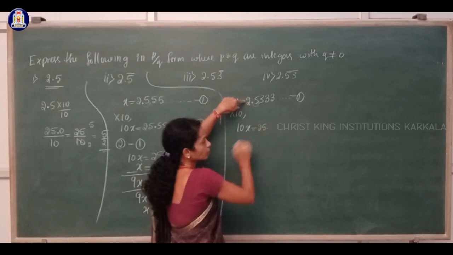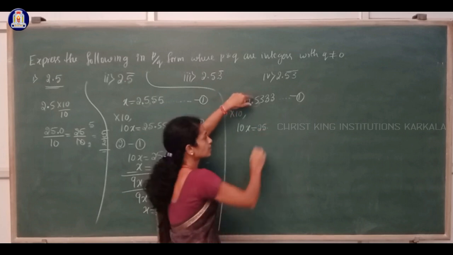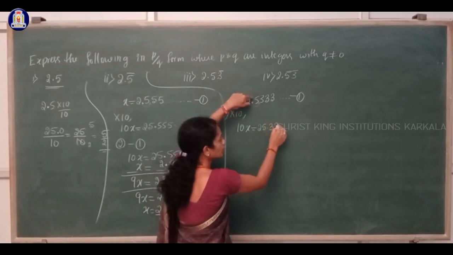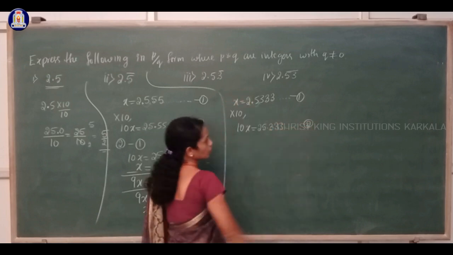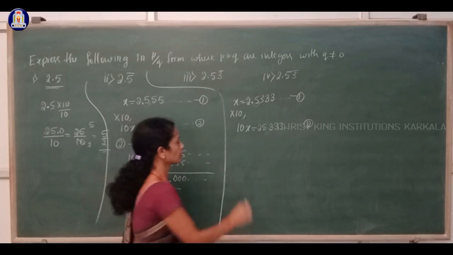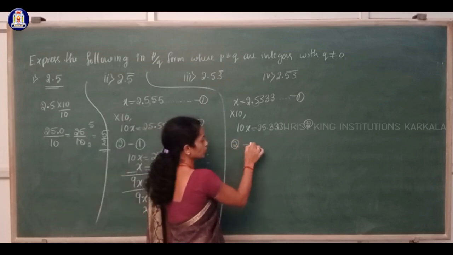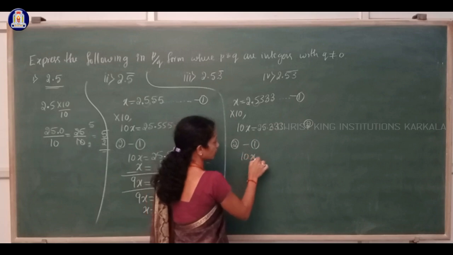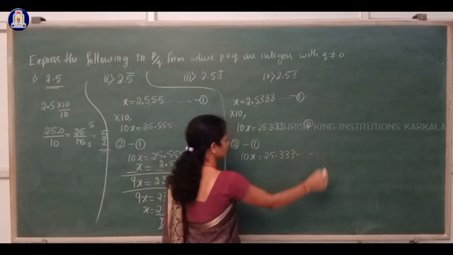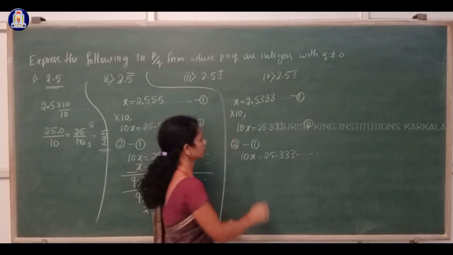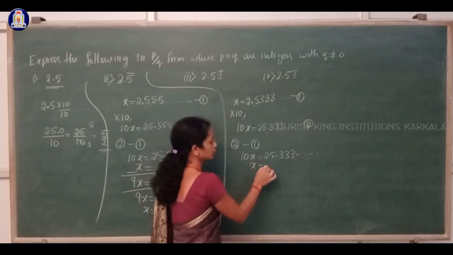So after multiplying by 10, your answer will be 25.333 etc. And you take this as equation 2. Now you have to do this operation, equation 2 minus equation 1. Write equation 2 first. 10x is equal to 25.333 etc. Next equation 1, below that carefully you have to write.